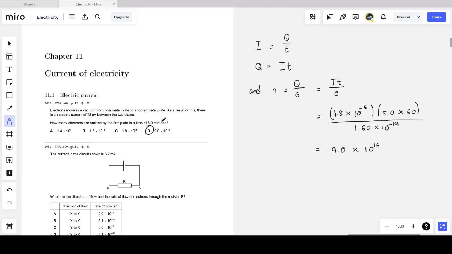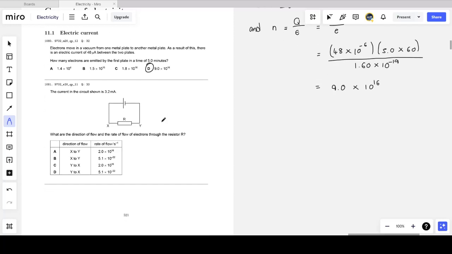So for a question like this, find the charge and then divide the charge by the charge of a single electron, and you'll know how many electrons are passing that point. So you relate the charge to the current, then relate the number of electrons to the charge, and then you can find the number of electrons in any given time T.